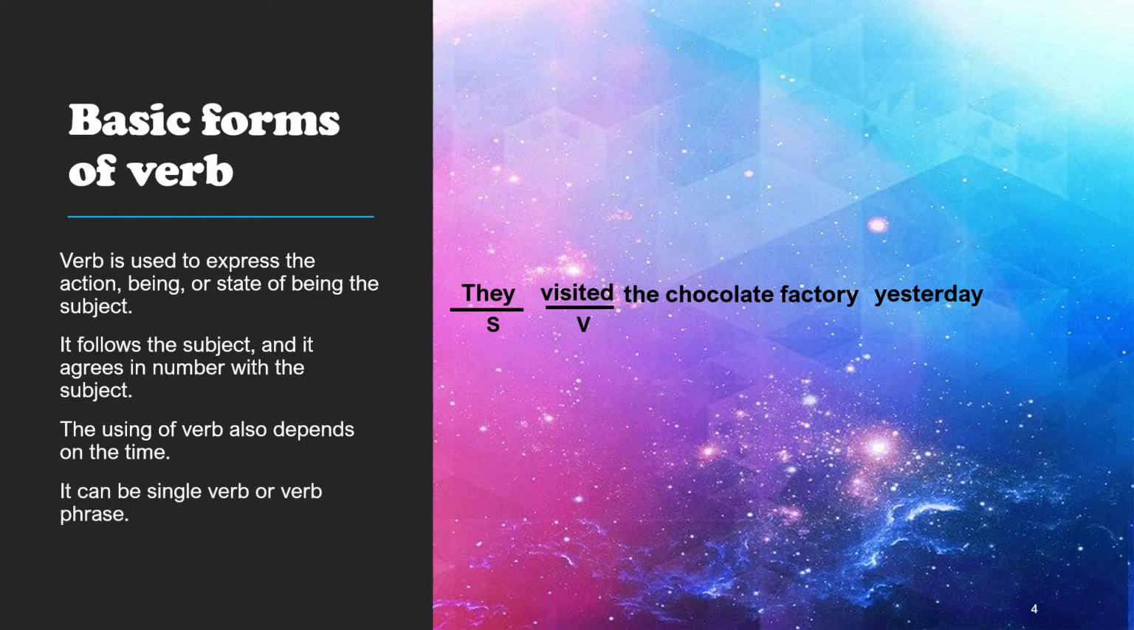And also, it can be single verb or verb phrase. The verb can be single verb like this one, just one word, or it can be a verb phrase that consisted of more than one word. Look, was visiting. You see, the word visited is a single verb, and this one, was visiting, consisted of two words. It means that this is a verb phrase. Okay, the verb can be a single word like visit or visited, or it can be a verb phrase like was visiting.